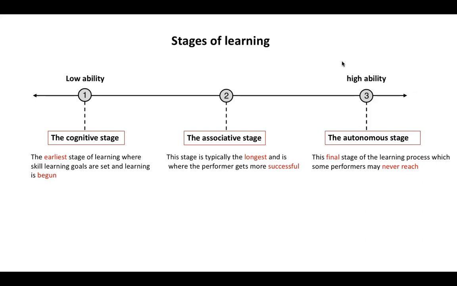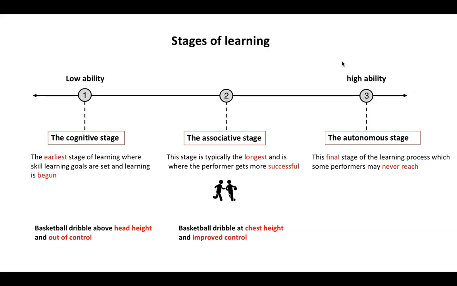Now we need to use sporting examples for each stage, and I'm just going to give you a quick one now with basketball. In the cognitive stage of learning, the basketball dribble will probably be overhead height and out of control. You're probably going to be double dribbling, where you're bouncing it really high, then catching it, then bouncing it again. You're at that cognitive stage, that early stage of learning, and you're not very fluent at the skill. Then at the associative stage, after a bit of practice, you're going to start to be able to dribble. You're probably dribbling now at chest height, and your control has improved.